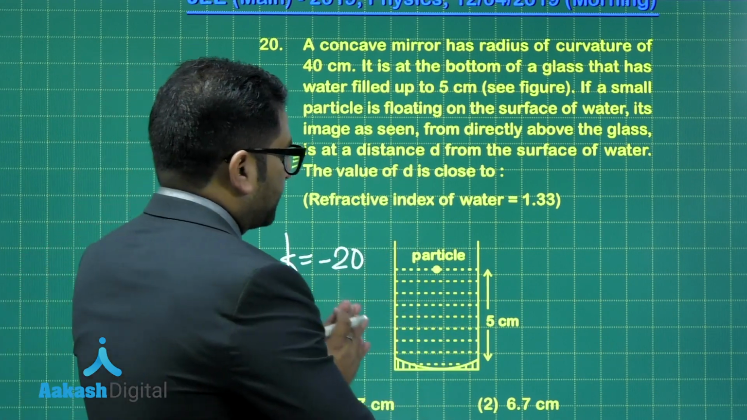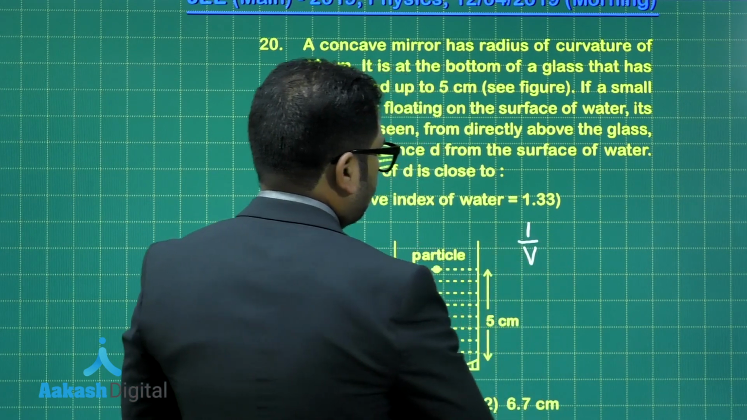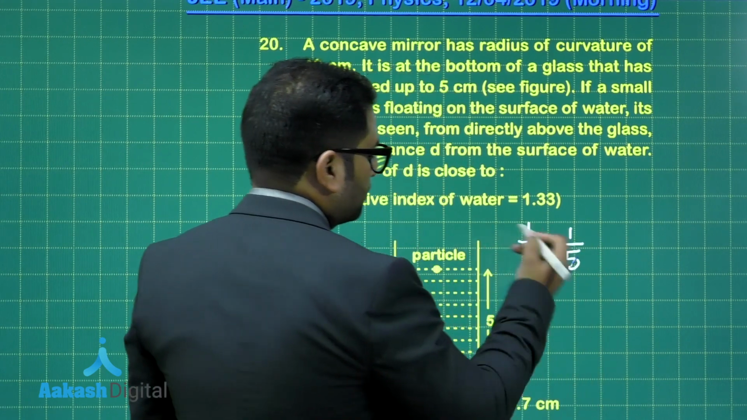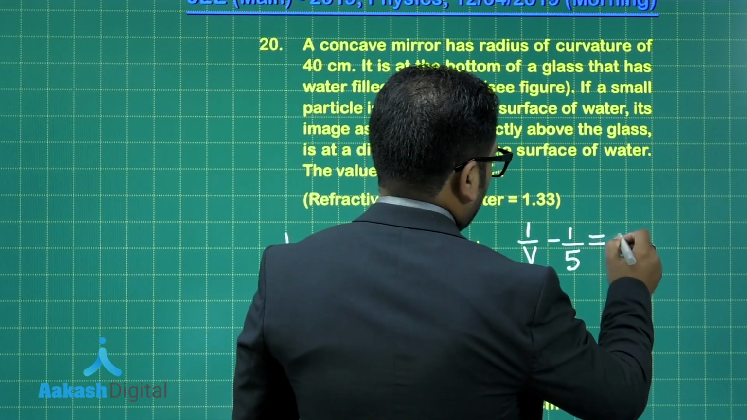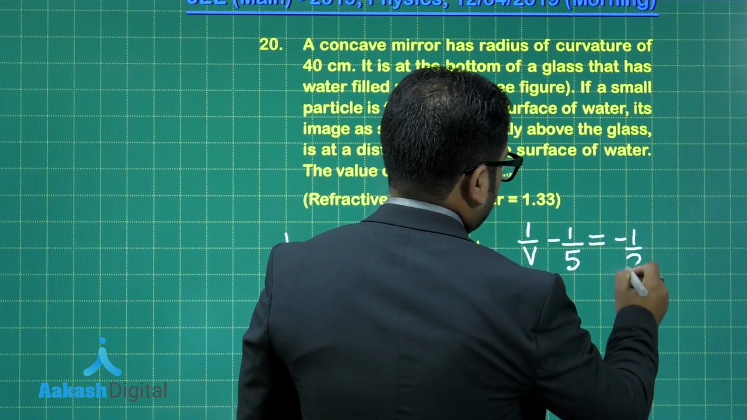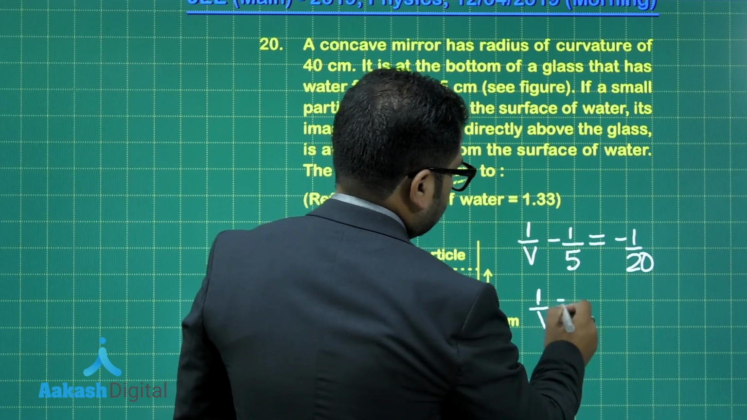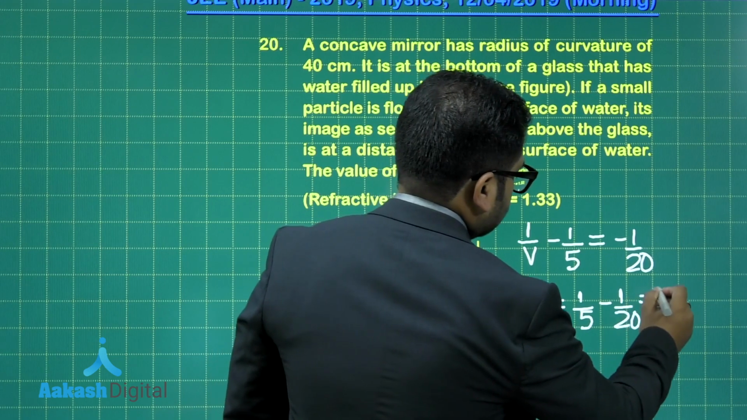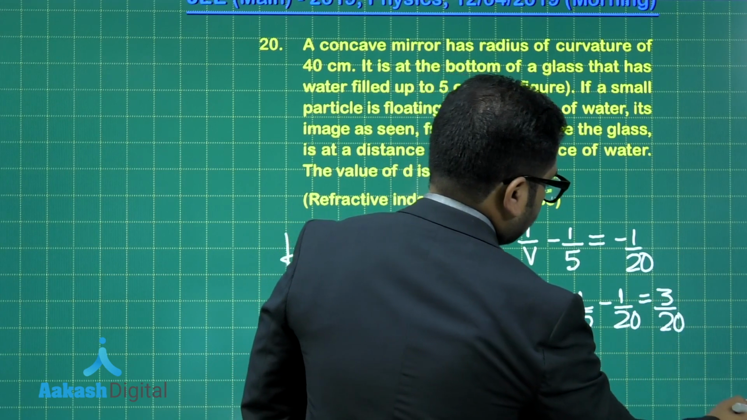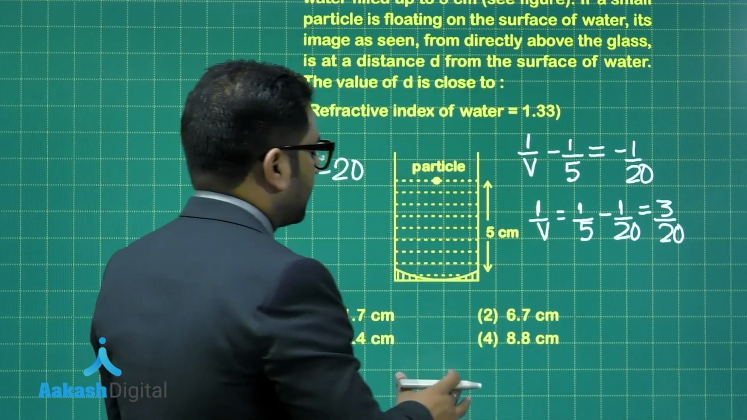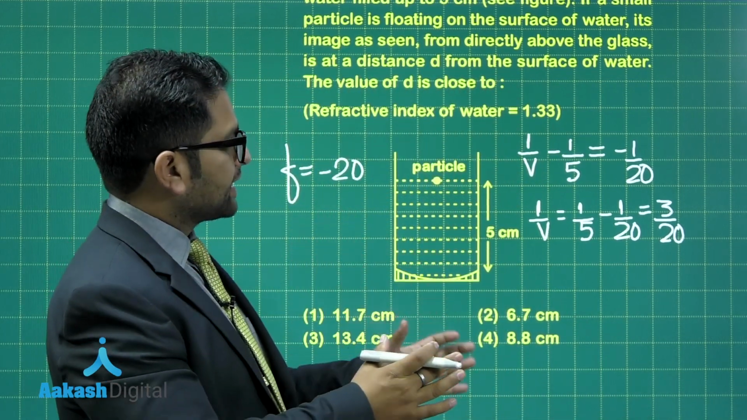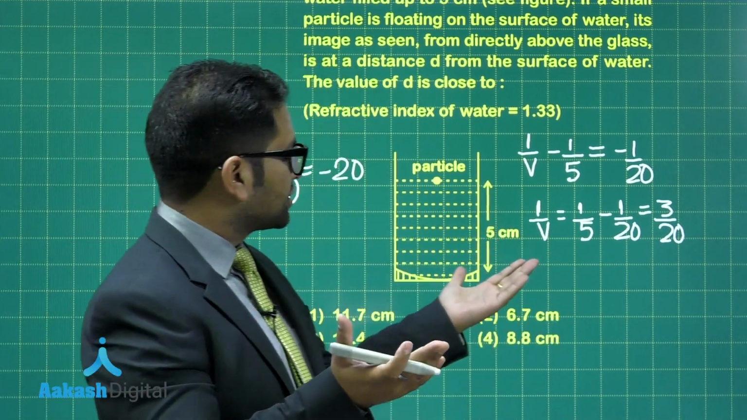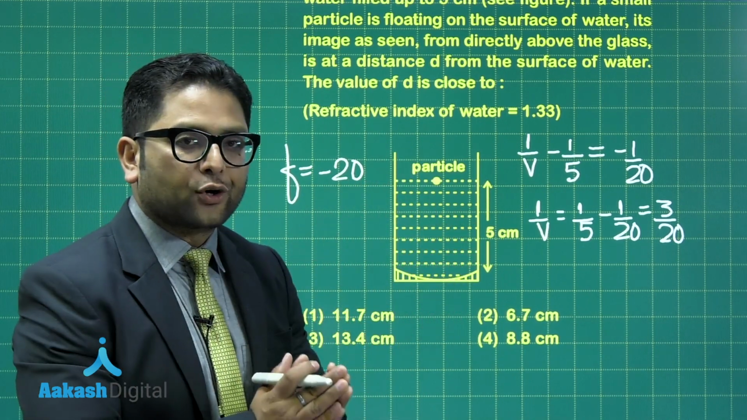Let's go. Now first of all, I would like to calculate the image formed by the mirror. 1 by V plus 1 by U, and U would be minus 5, equals 1 by F, and that's minus 1 by 20. So let's see how much will that be. That will be 1 by 5 minus 1 by 20, and that is 3 by 20. That means the image formed by the concave mirror is at a distance 20 by 3 down, and it's a virtual image, and that's true because the object distance is less than the focal length.